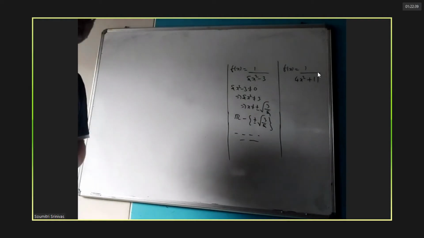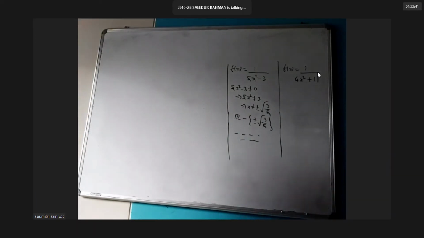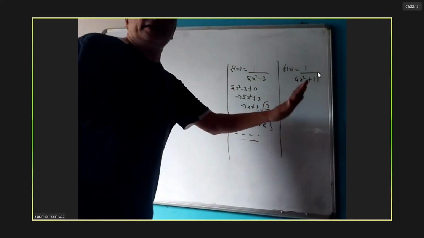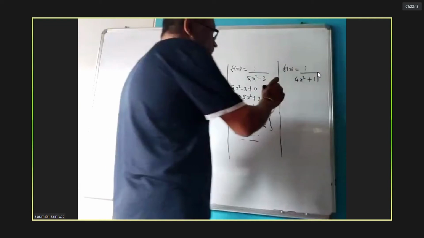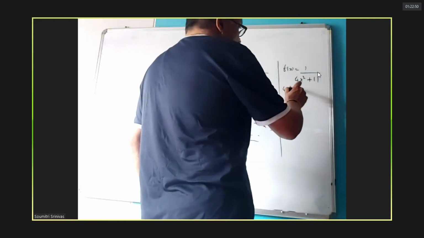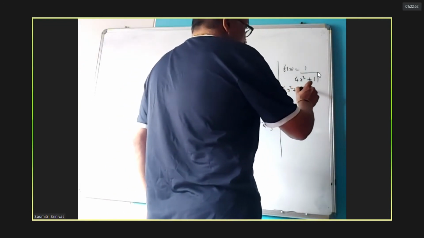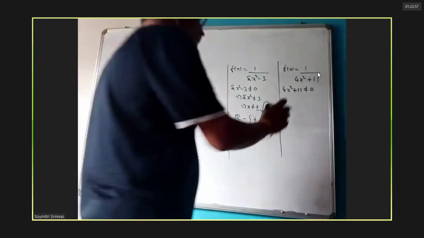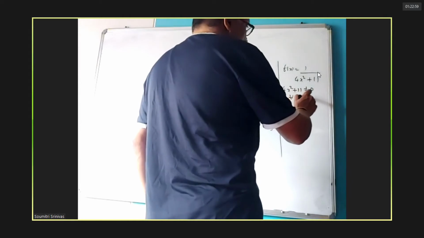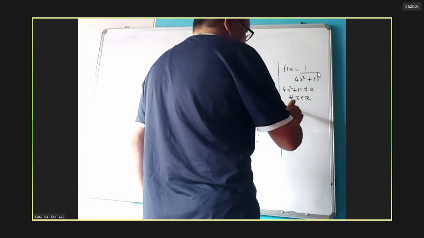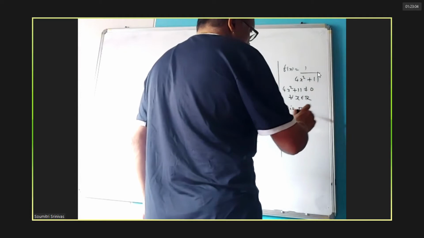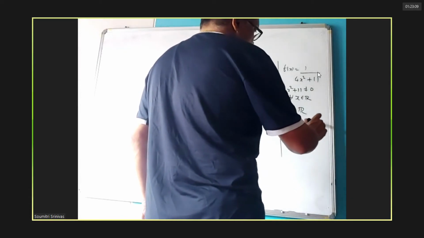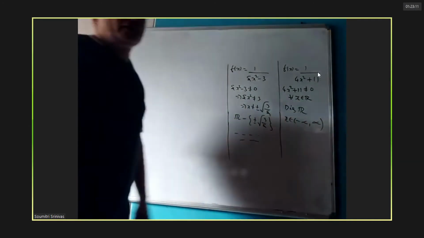What about the last one? Last one, all real numbers. 4x square plus 11 is always positive, so 4x square plus 11 is not equal to 0 for all x belonging to R. So what's the domain of the function? x belongs to minus infinity to plus infinity in terms of interval.